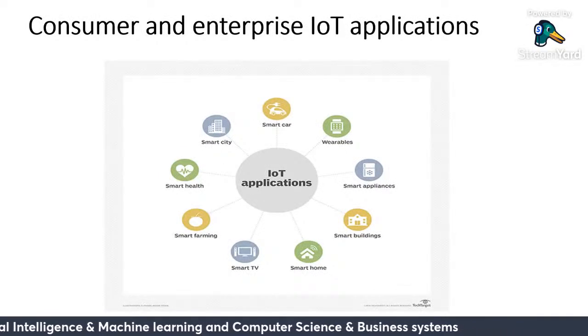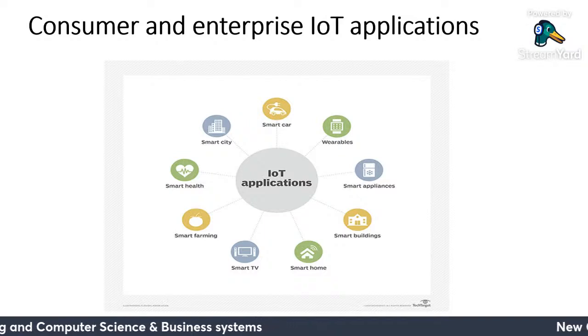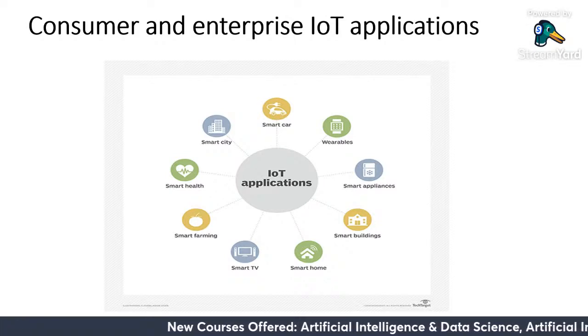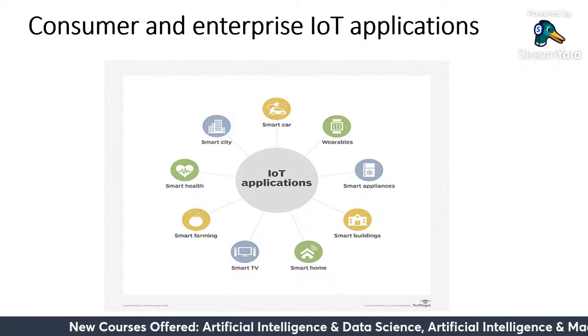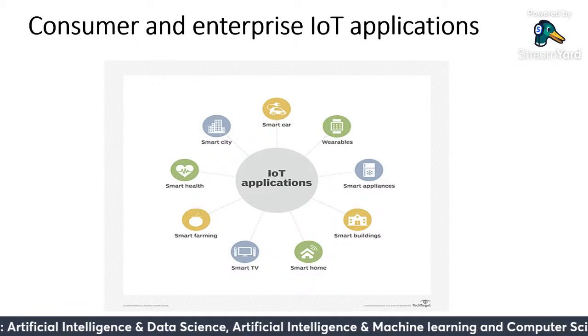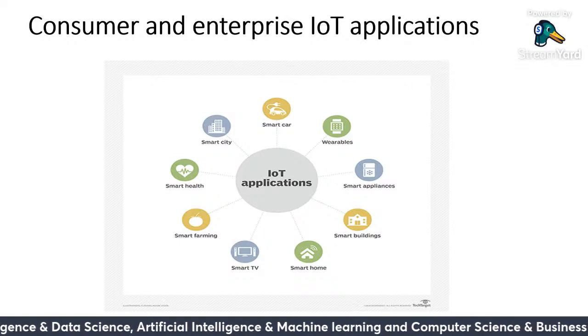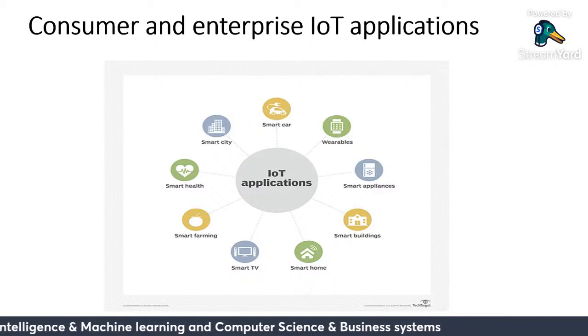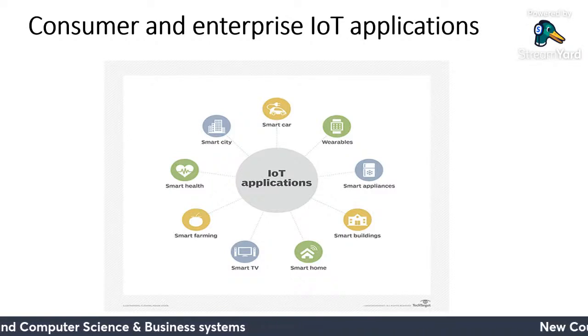And now the consumer and enterprise IoT applications. These are the applications which consumers use right now, such as the smart car. A smart car example is Tesla cars, which can drive themselves, and it is also an IoT application. And smart city, wearables, smart appliances, smart buildings, smart homes, smart TV, etc. Smart health, such as wearable wristwatches, which can be used to measure our heartbeat, step count, and calories burned. So these are all the consumer IoT applications used right now.